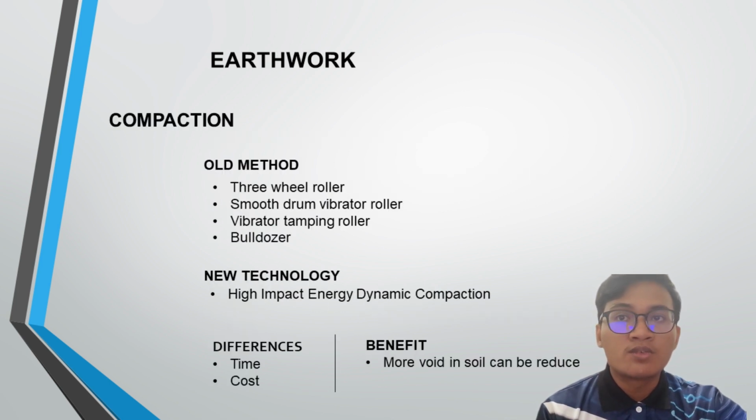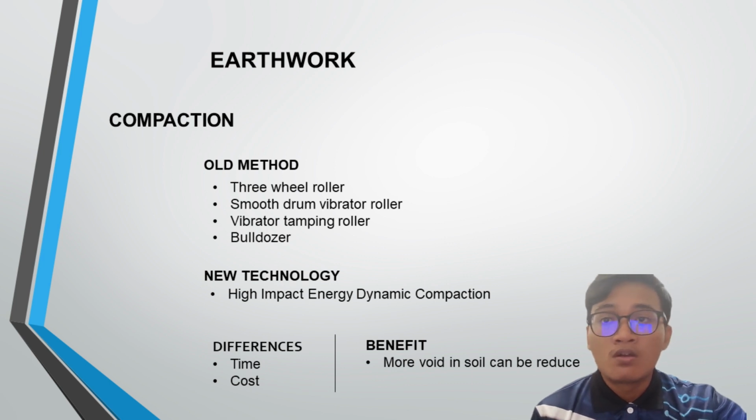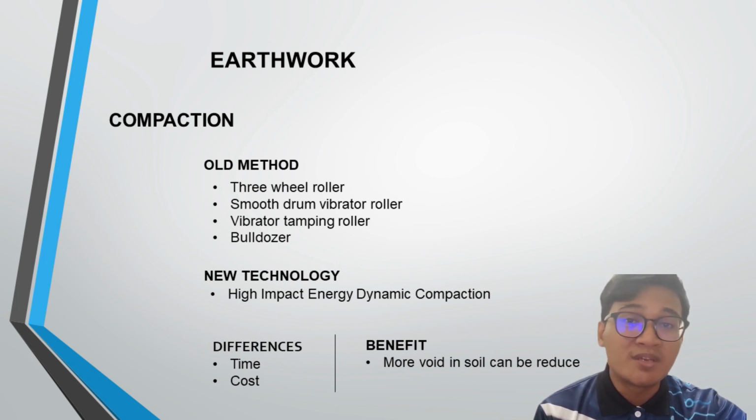Then earthwork, where the difference is in compaction. The old method uses three-wheel roller, smooth drum vibrator roller, tamping roller, and bulldozer. But the new technology uses high impact energy dynamic compaction, which saves time and cost, and the benefit is that more voids in the soil can be reduced.